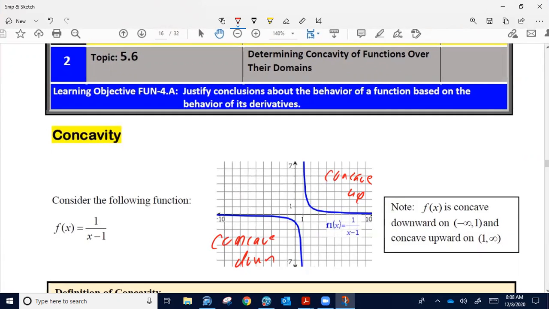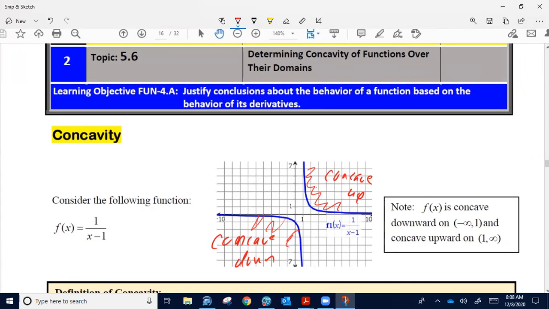I think of these as being like a bowl of cereal and milk, maybe. Concave up, that cereal and milk will stay in the bowl. You're kind of holding that material inside of it. While concave down, everything's going to fall out. It's like it's tipped upside down.